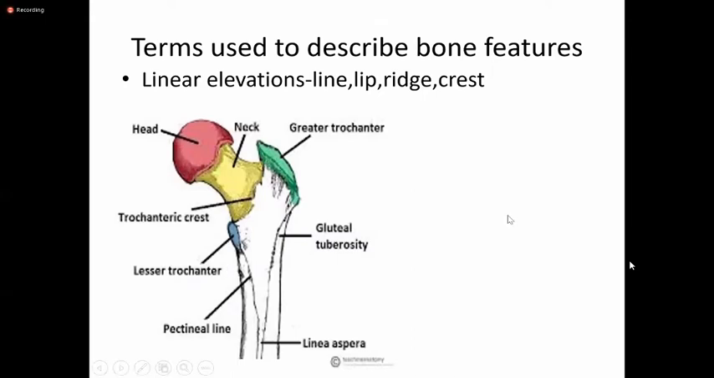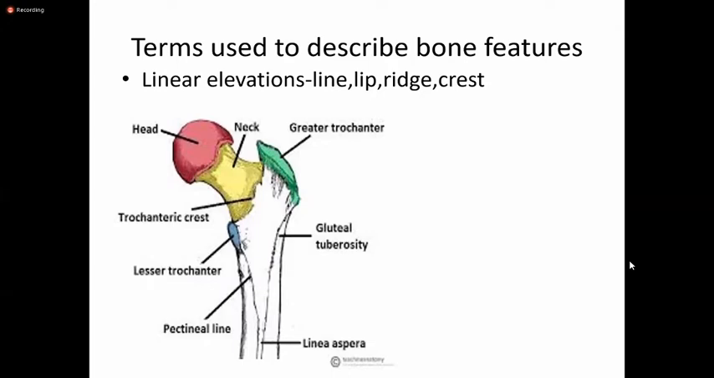The terms which are used to describe the bony features are the linear elevations, or there may be a depression or a cavity within the bone. So the linear elevations may be a simple line, or a lip which is margining a fossa, then ridge and the crest. Now we'll see each of these on the bone. See, this is the pectineal line present on the posterior surface of the femur. It is just a line. These elevations come out of the surface.